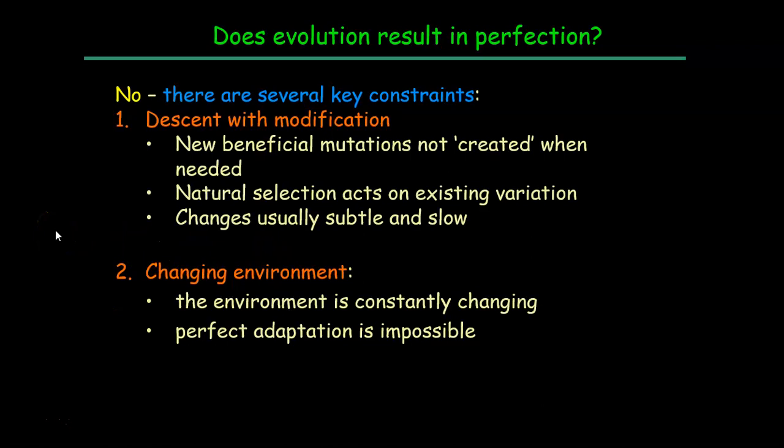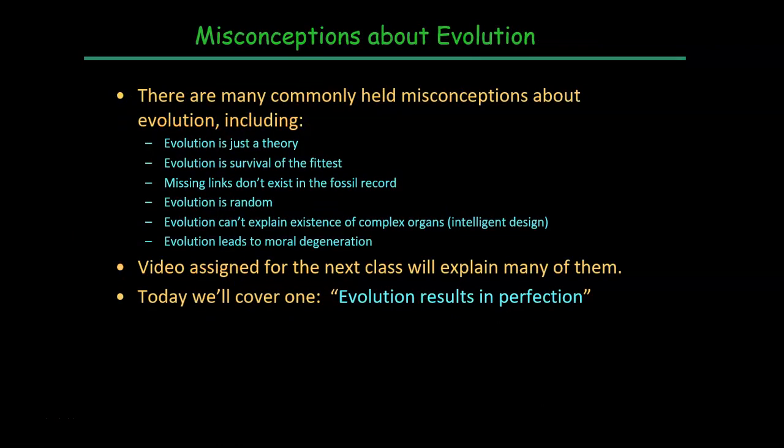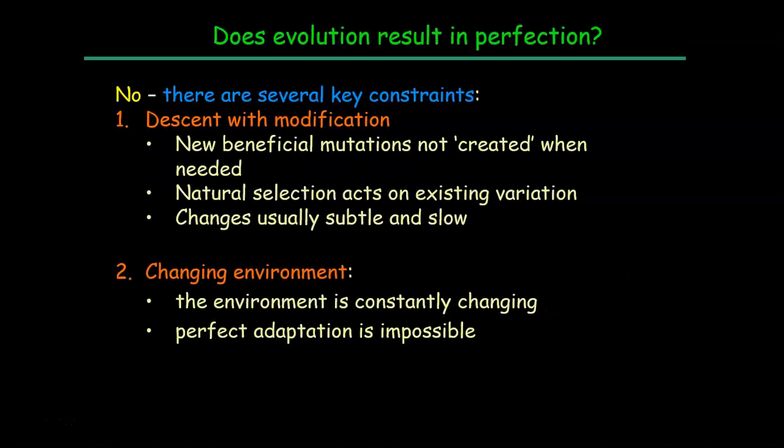There are several reasons why evolution doesn't result in perfection. This is, again, going back here, I kind of lost the thread there. This is a common misconception about evolution: evolution results in perfection. So there are several reasons why evolution can't result in perfection. First of all, evolution works with existing genes, and so those genes are modified from generation to generation to generation by the process of natural selection.